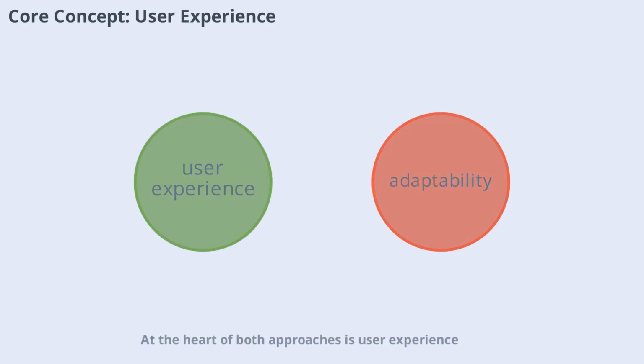The heart of both approaches is user experience. Traditional interfaces require users to adapt to the system, learning its rules and structure. Conversational AI, however, adapts to the user, understanding their intent and responding accordingly. This shift puts the user at the center, aiming to make technology feel more personal and less mechanical.